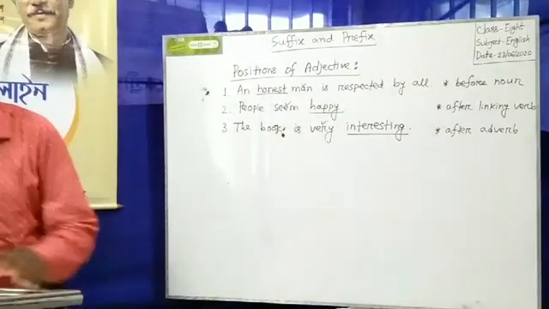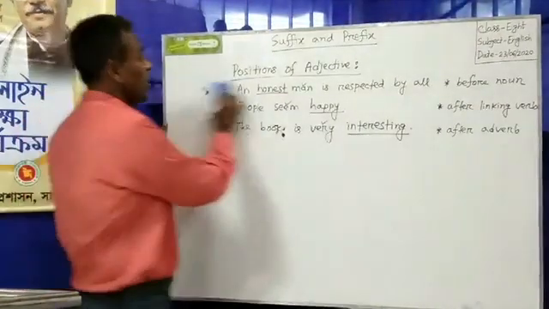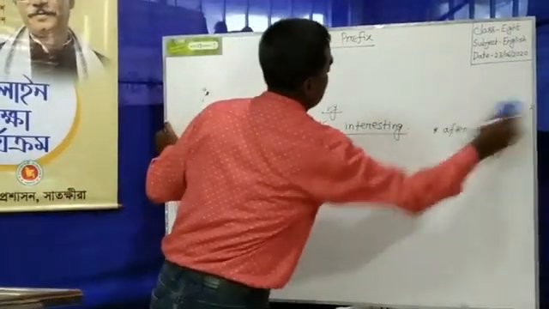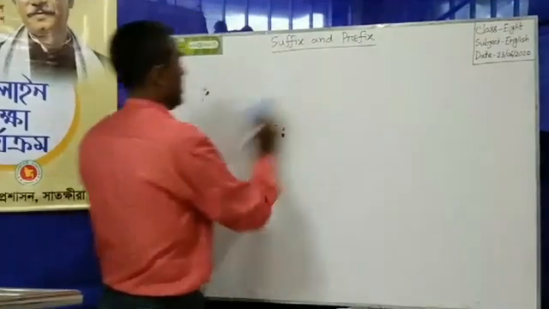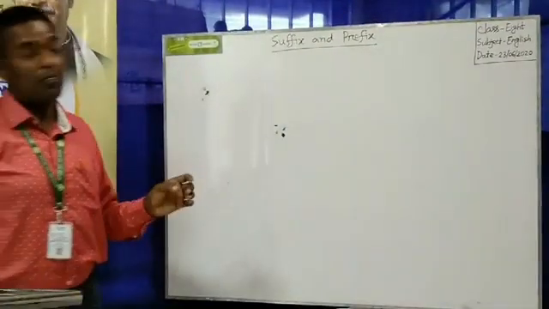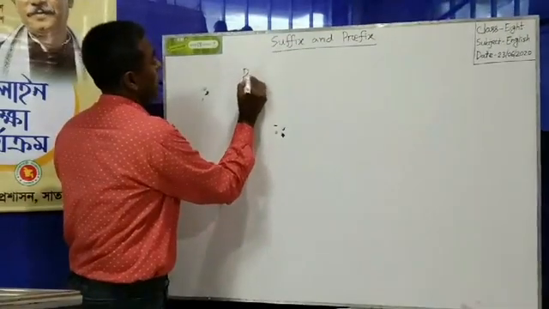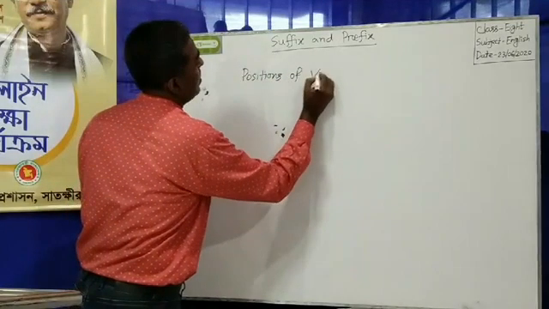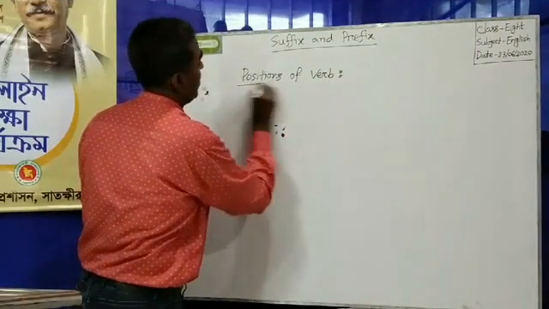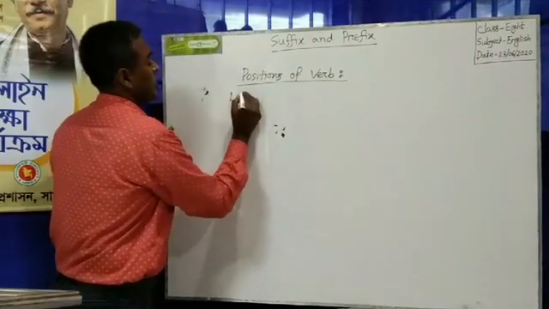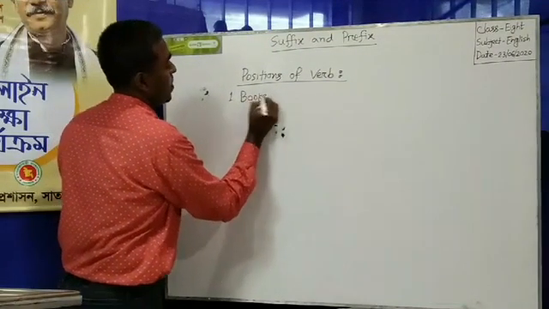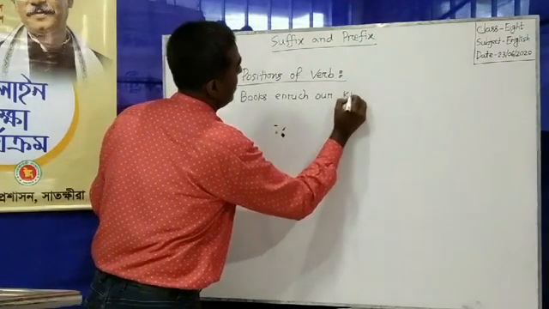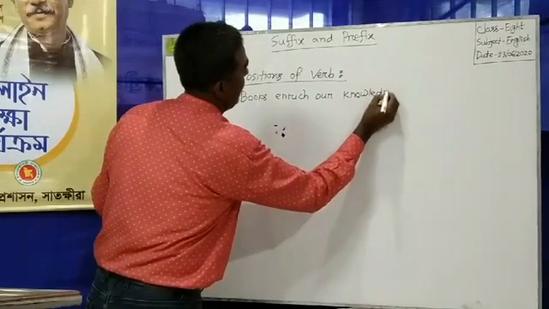Now we are going to discuss the next one. What is the next one? Yes, the next one is verb. Now we are going to discuss the positions of verb. Books enrich our knowledge.